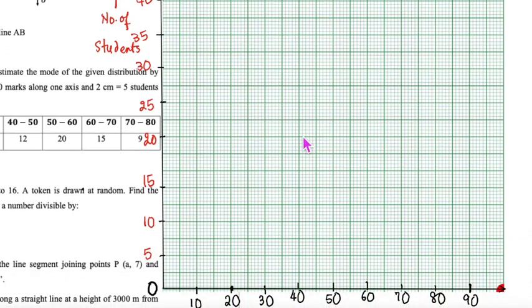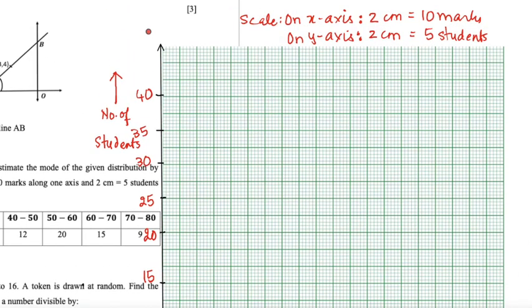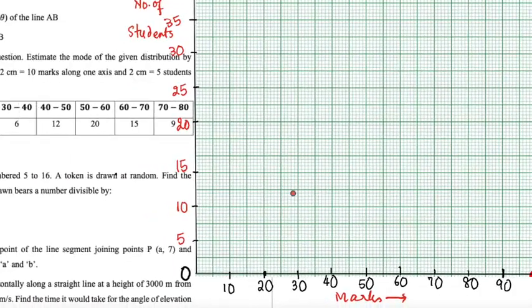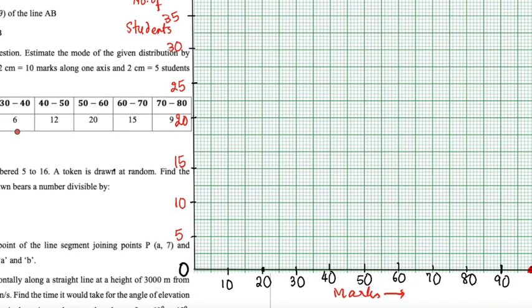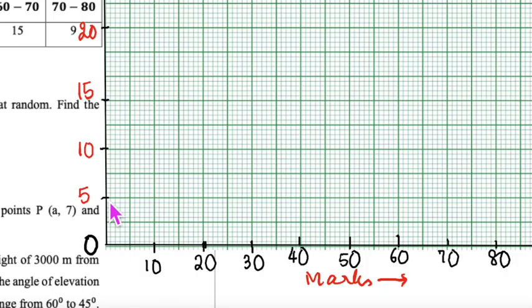Alright, so here these are the marks along the x-axis. This is our x-axis and this is our y-axis. Let us look at our values to plot. We start from 30 to 40 and our frequency is 6, the number of workers is 6. From 0 to 5 is 10 divisions, and 10 divisions is equal to 5. So 2 divisions is going to be 1, 4 divisions will be 2, 6 divisions will be 3, 8 divisions will be 4, and 10 divisions is 5.